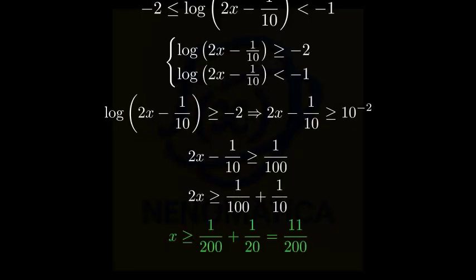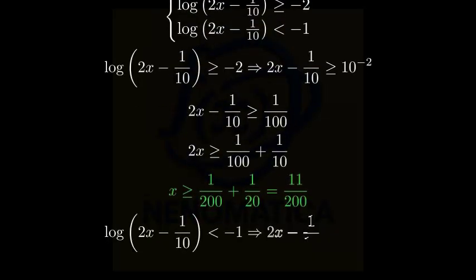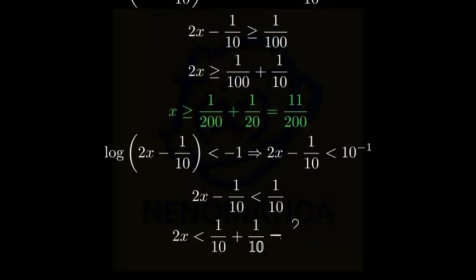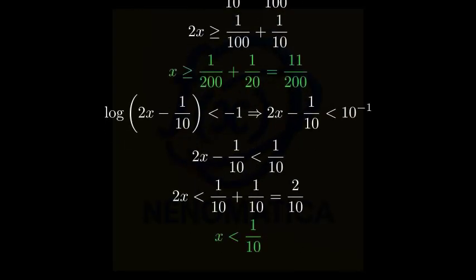Now, the right inequality. Again, because log base 10 is increasing, log of a strictly less than b means a is strictly less than 10 to the b. So 2x minus 1 over 10 is strictly less than 10 to the power negative 1, which is 1 over 10. Add 1 over 10 to both sides to get 2x strictly less than 2 over 10. Finally, divide both sides by 2 to get x strictly less than 1 over 10.